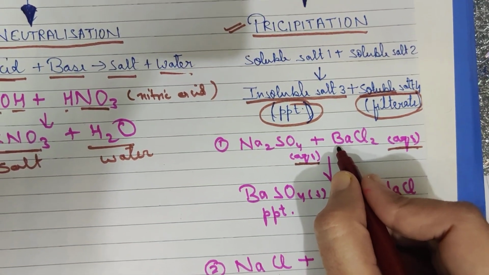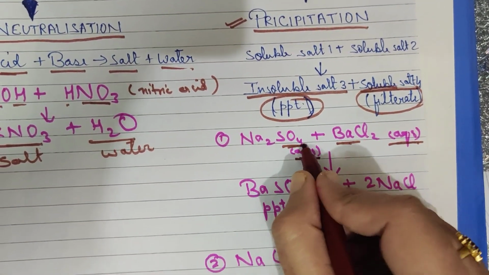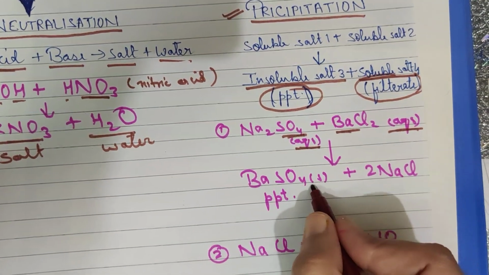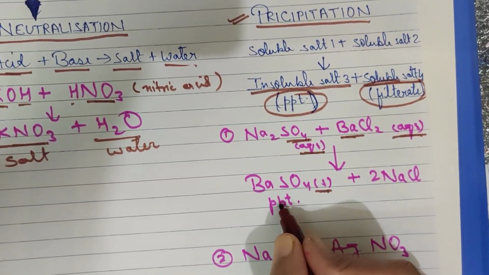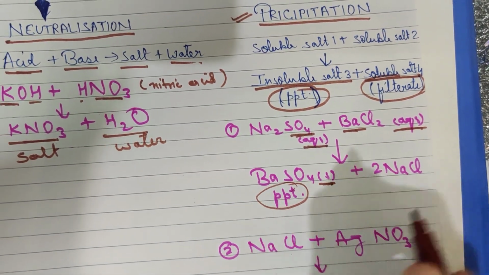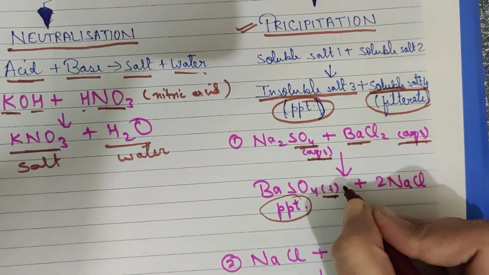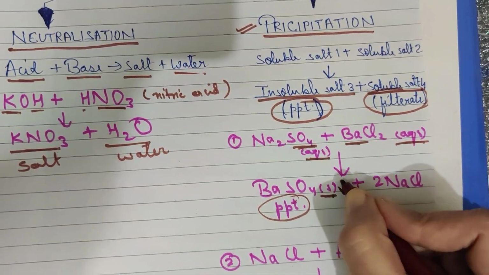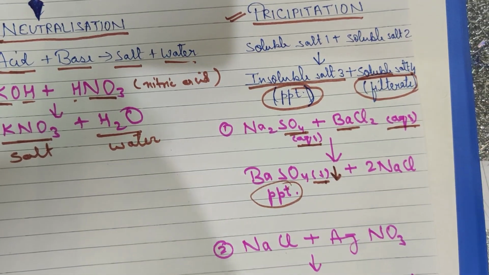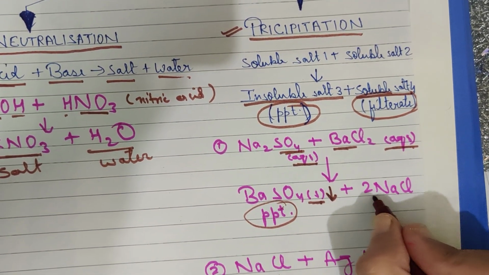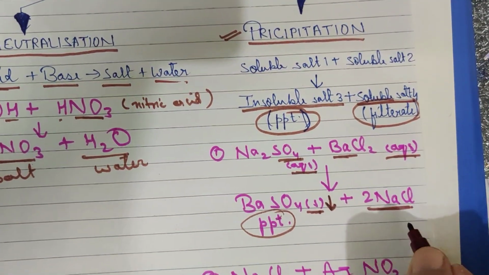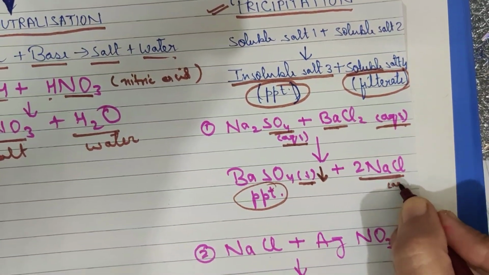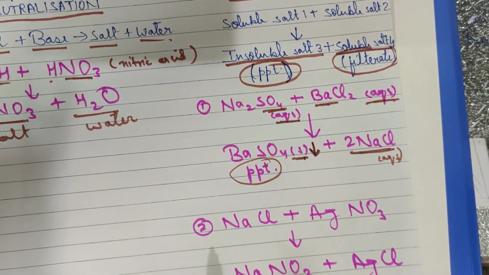Here you can see that barium has reacted with sulfate to form a third salt, barium sulfate. Since it is insoluble, I have written solid here. So it will be known as precipitate, and precipitate is written or notified with this downward arrow. And this is a soluble salt, sodium chloride, which is common salt. It is obviously soluble in water, so this will remain in aqueous state or in solution state.